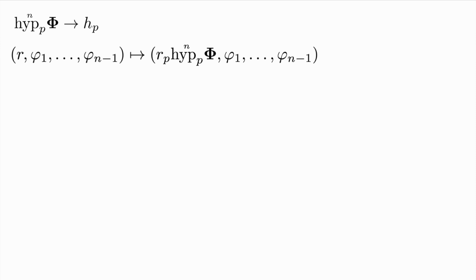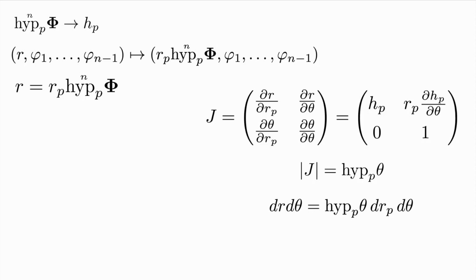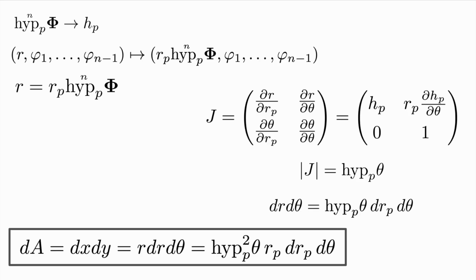Remember that based on this map, the only derivatives we're really worried about here are the ones involving the radius relation, as the other derivatives will end up being trivial. So this is our Jacobian matrix, and thus the Jacobian determinant is just hype theta, which I think is very elegant. So the area element will be hype squared r base p dr base p d theta.